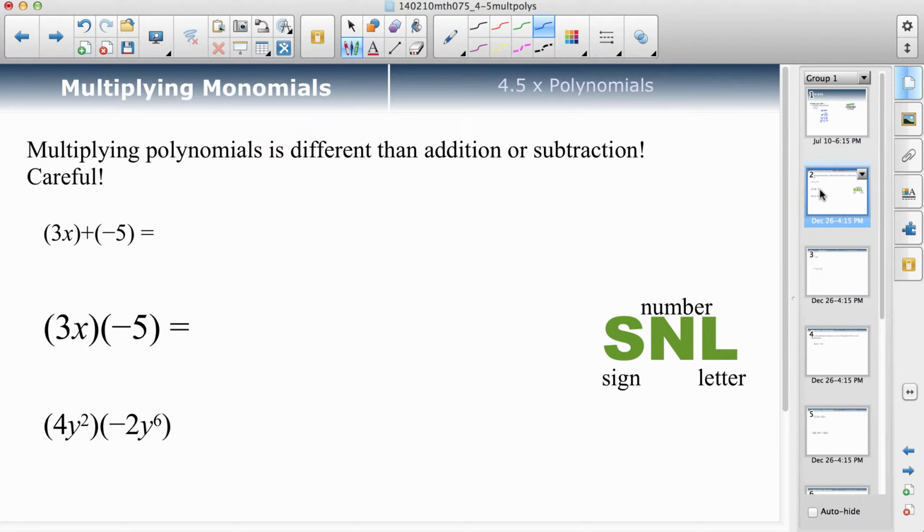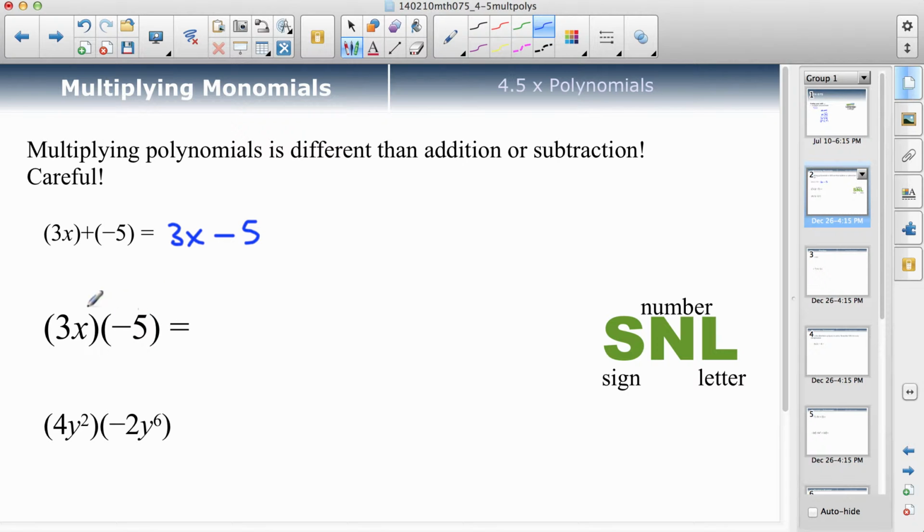First thing to recognize is that multiplying is different than adding or subtracting. If we're adding these two terms here, they're not like terms, so I can't really add them. The simplest I could get is 3x take away 5. If I'm multiplying, though, I can do something with that.